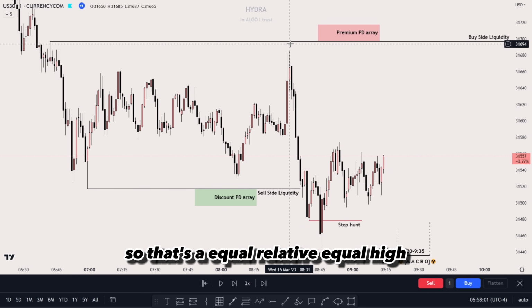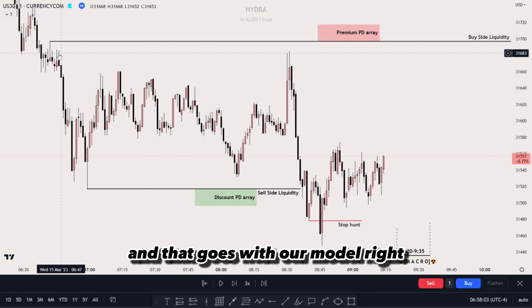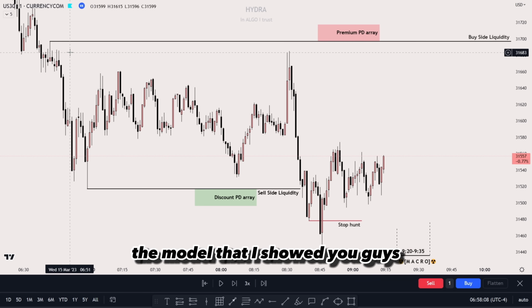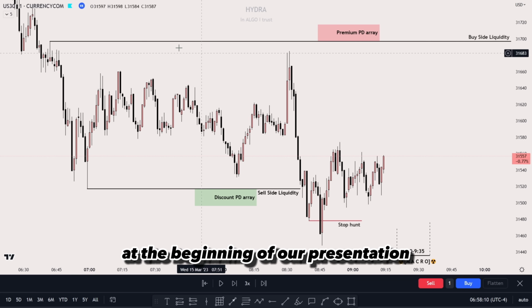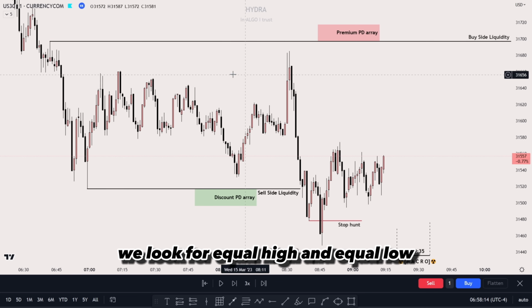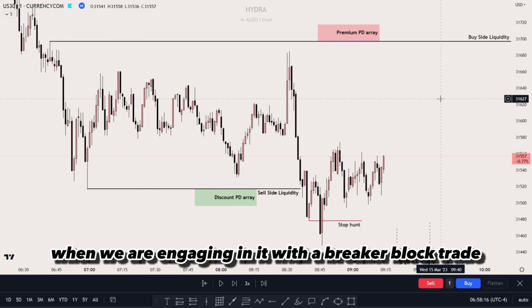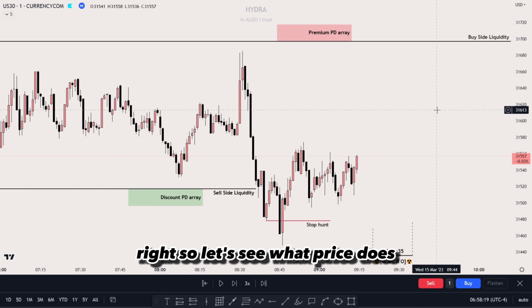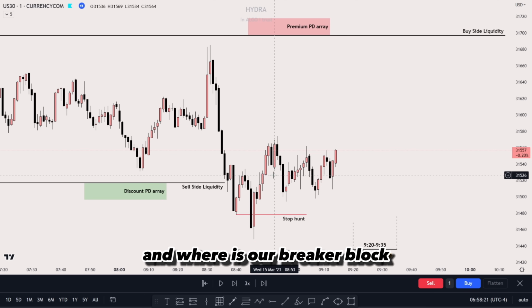So that's a relative equal high, and that goes with our model, right? The model that I showed you guys at the beginning of our presentation. We look for equal highs and equal lows when we are engaging with a breaker block trade, right? So let's see what price does. And where is our breaker block?